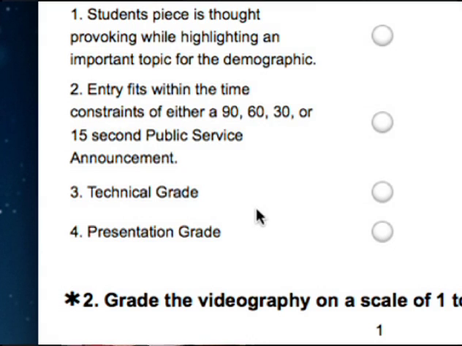For instance, if an entry is exactly 60, 30, or 15 seconds, then give that piece a score of 10. But if the piece is 2 seconds over or maybe 2 seconds under, then that piece should receive a score of 8. The third line asks you to give a technical score.